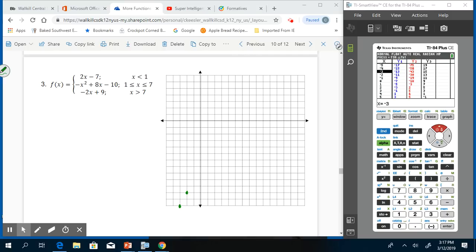Negative 1, negative 9 is up 2 over 1 from there. 0, negative 7, up 2 over 1 from there. And 1, negative 5 is up 2 over 1 from there. Now notice this says less than 1, so I'm going to put an open circle at my positive 1 and then draw my line showing that this would continue in the opposite direction, anything less than 1. Now going to my next one, starting at 1, I have 1 and negative 3. So I'm going to graph that point, 1, negative 3, with a solid circle because of the less than or equal to.